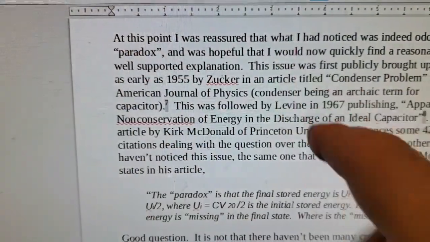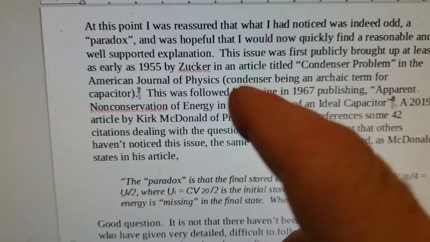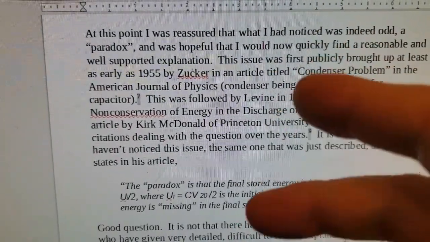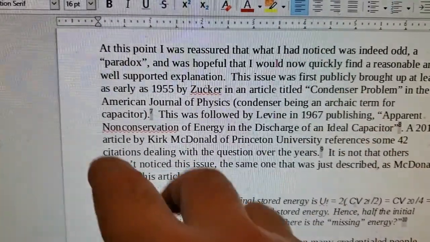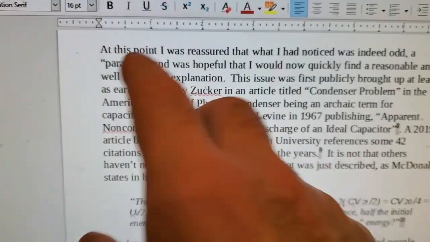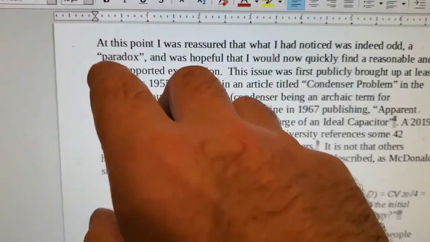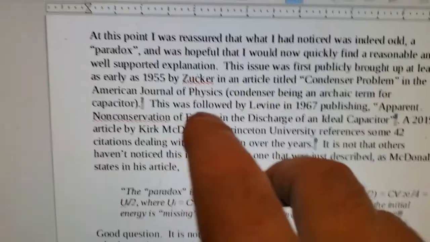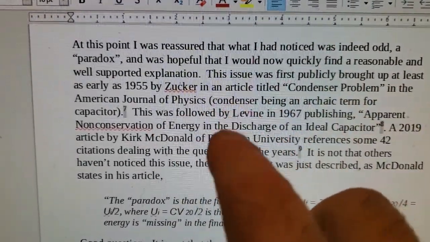So here's a write-up I've been working on, and perhaps I'll release this as a booklet or a book at some point. But I'm talking about my going through this and my having finally accepted there was a problem there and that there was a paradox. So at this point I was reassured that what I had noticed was indeed a paradox, and was hopeful that I would now quickly find a reasonable and well-supported explanation.